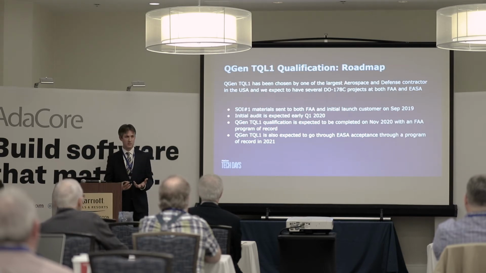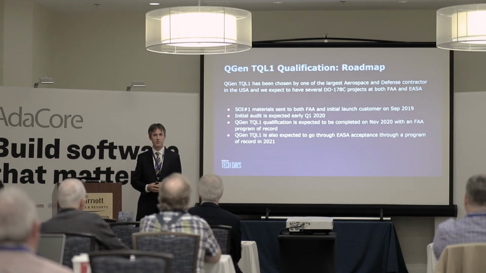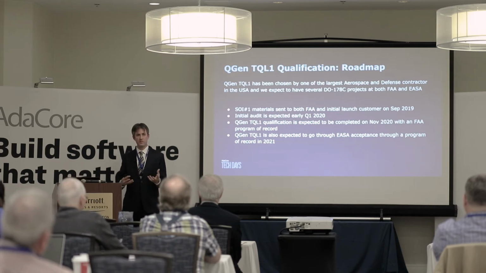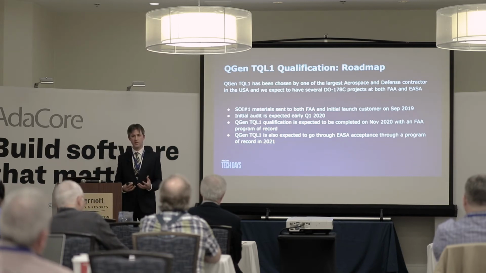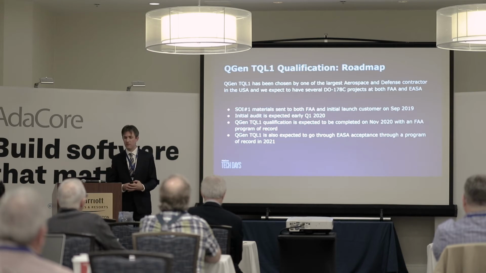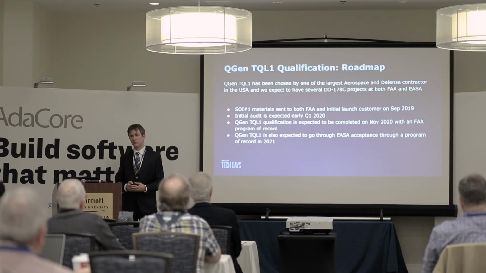So we have already sent materials to the FAA and to our launch customer for the first stage of involvement, SOI1. This is the stage of involvement at which we disclose our plans for qualification of QGen, and we ask for feedback from the auditors on those plans, essentially to get an okay that what we have selected to do will be viewed as sufficient for qualification of the tool. We anticipate the audit early next year, and we anticipate that qualification will be complete by November 2020 of next year for the FAA. The follow-on qualification for EASA is expected in 2021.